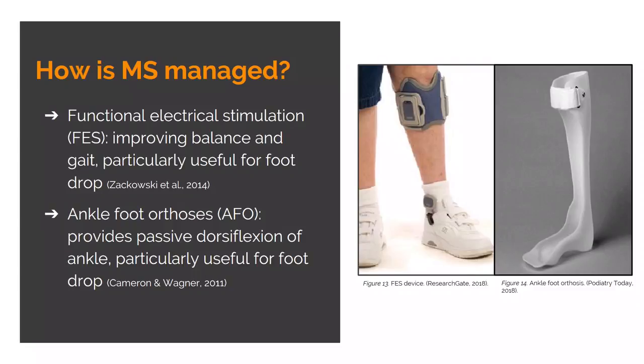The devices are triggered by a switch in the heel or by tilt sensors on the leg. FES systems stimulate dorsiflexion of the ankle during the wearer's swing phase of gait. FES can immediately improve foot drop and walking performance in people with MS, acting like an orthotic.